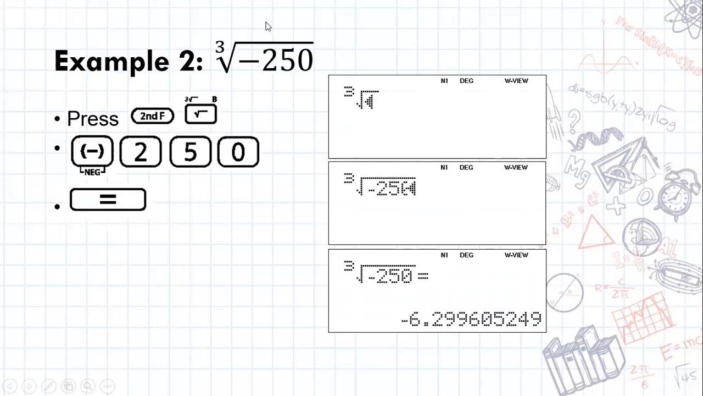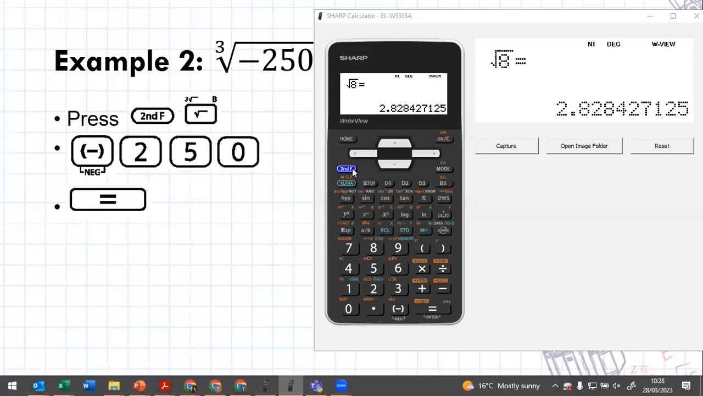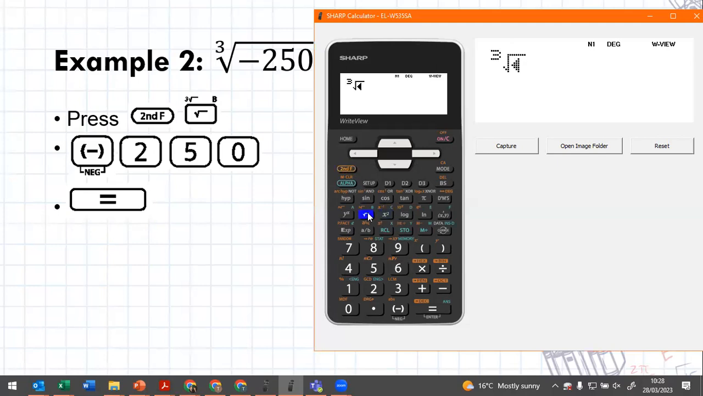If we look at the cube root of negative 250, again, we can do this on the calculator. So to get a cube root, you use second function and the square root button, and then I use my negative button and 250, and it gives me negative 6.299. So again, we can see that it lies between negative 6 and negative 7.